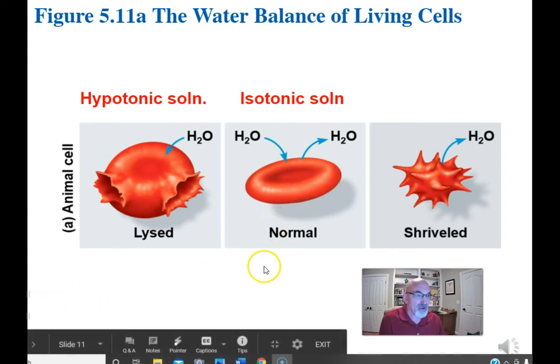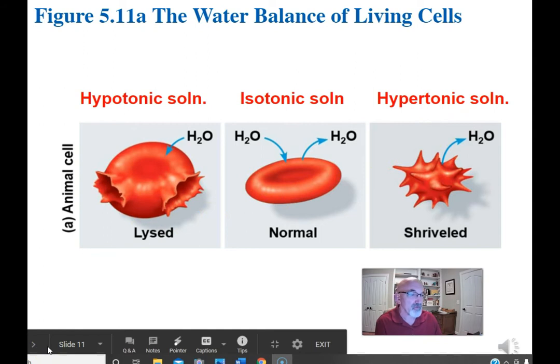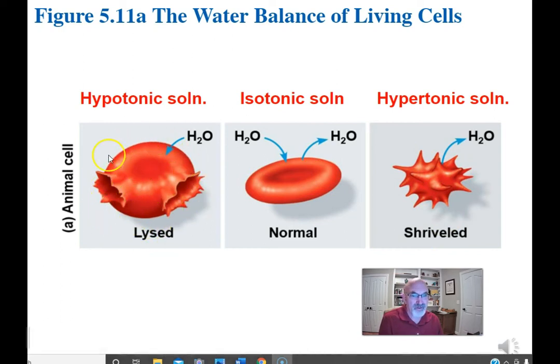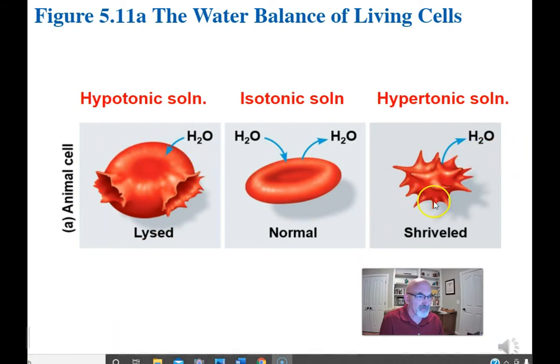And then, of course, if you had a solution that is hypertonic, make sure that this one says hypotonic and this one says hypertonic. So if we placed cells in a salt solution, for example, water would rush out of the cells in an attempt to reach equilibrium. And of course, that could never happen, and the cell shrivels up. This is plasmolysis. This is cytolysis. Cytolysis, and this is plasmolysis.